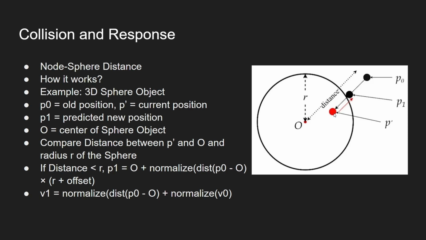The new velocity has to be calculated as well, which is to use a normalized vector, which is the direction between the original point and the center of the sphere, plus the normalized original vector. And this is so that you don't want the cloth to just be collided and stuck there. You want the cloth to be collided and respond, so it will bounce off, it will drape around the sphere game object, and so on and so forth.